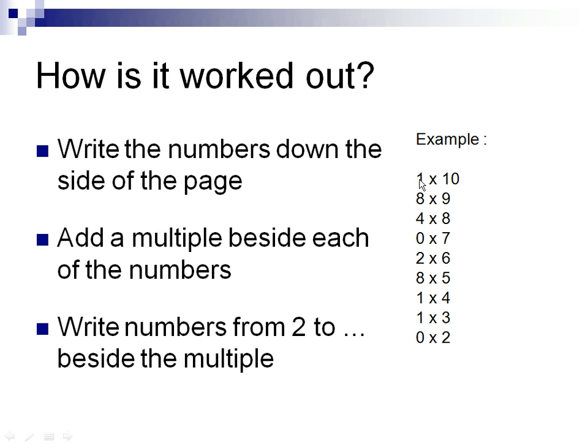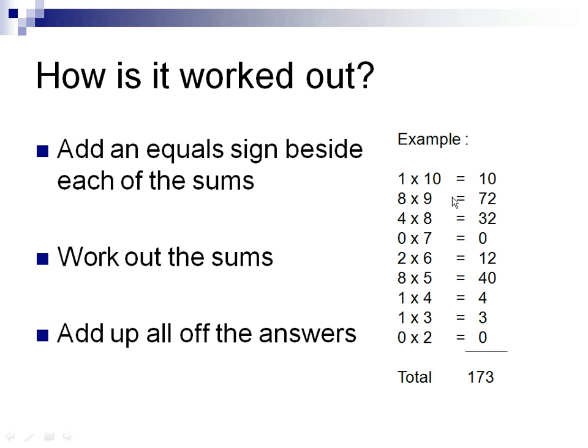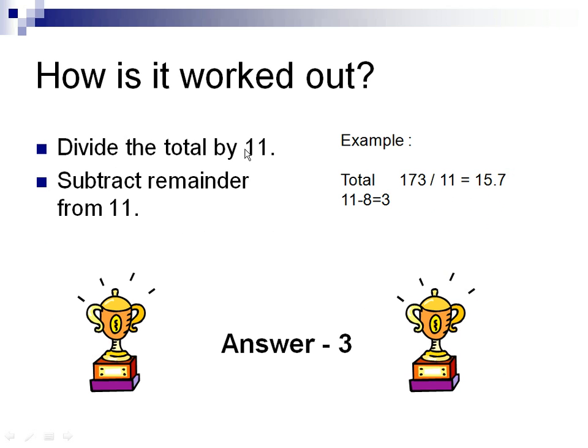To do it, we write down all the numbers and we give them a weighting. We start with 2 from the lowest number and work our way up. We multiply them all out, so 1 times 10 is 10, 8 times 9 is 72. Add them all up to get the total. We then divide by 11, so we divide this number by 11 and we get 15 remainder 8. We subtract the remainder from 11, so 11 take away 8 is equal to 3. Our check digit would be 3, and we can see that it's entered correctly.